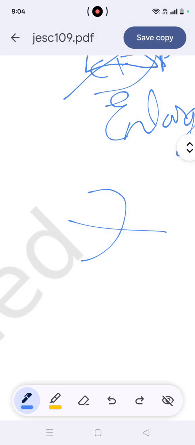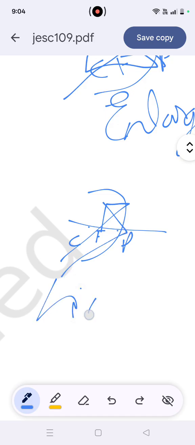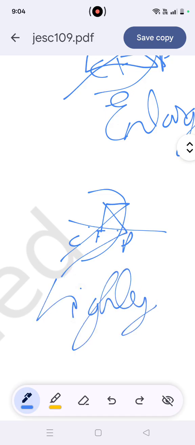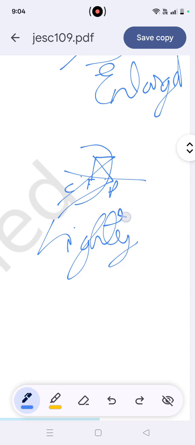Now if the object is placed, last was between C and F, now it will be at F. This is a very interesting case. The image formed will be at infinity, highly enlarged, and the nature will be real and inverted till I say ruko.